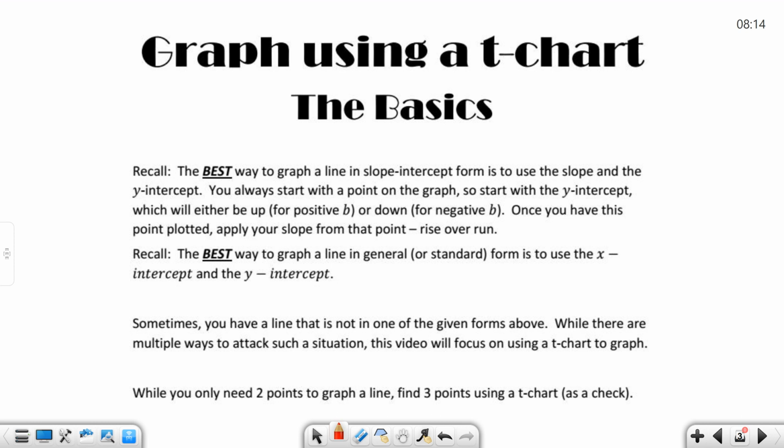But we typically find 3 points when we use a T-chart, and that's just to make sure we check. So if we get a point here and a point here, we have a line, but what if our third point's over here? We messed up somewhere, right? We need to find another point here so we have a line, right? So that's why you find a third point, just to make sure you didn't make a careless mistake as you were plugging it in or whatnot and simplifying it.